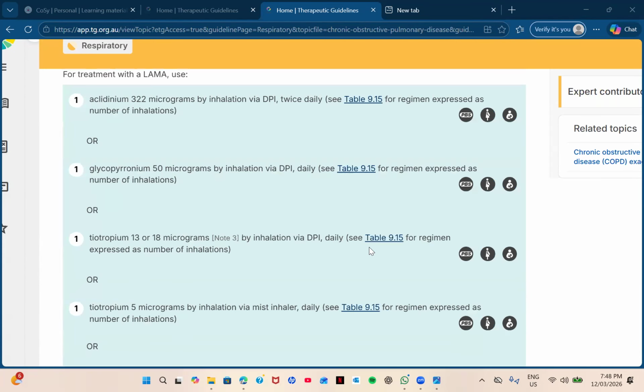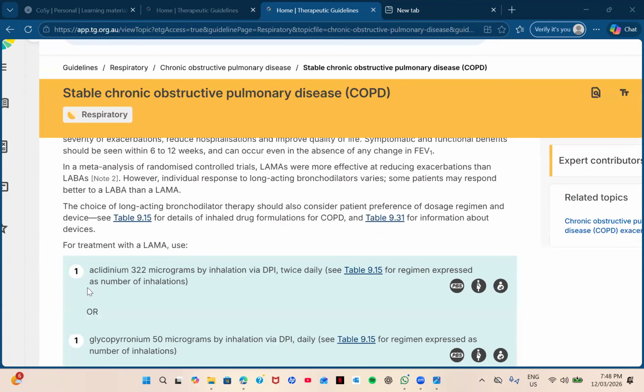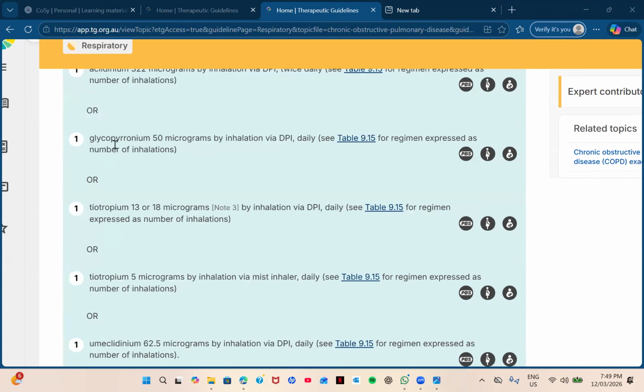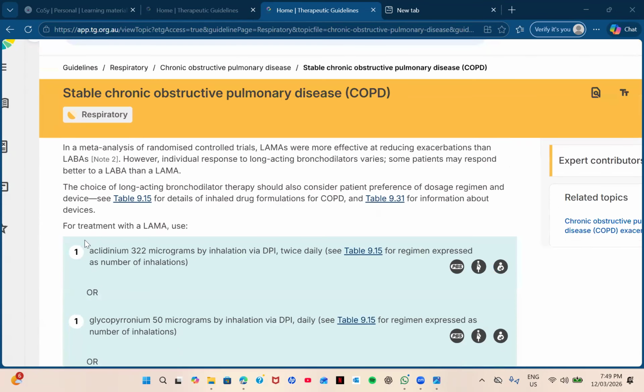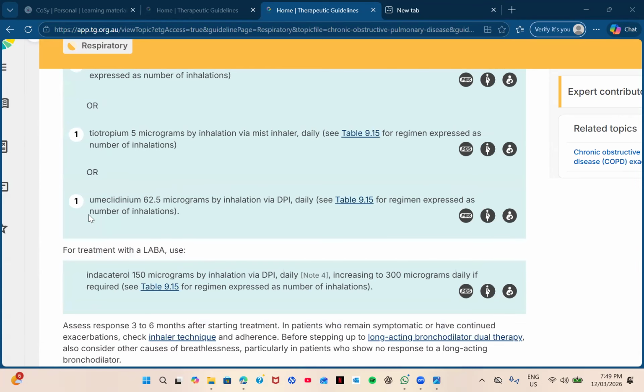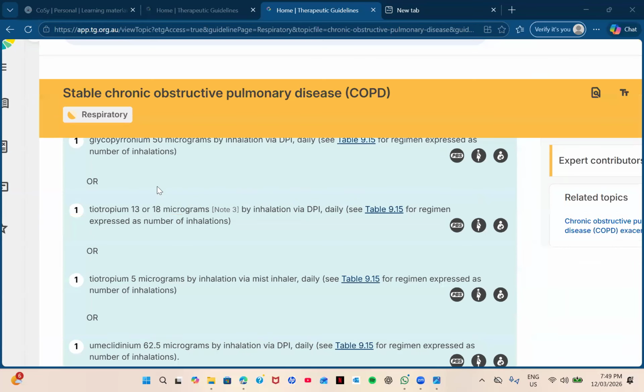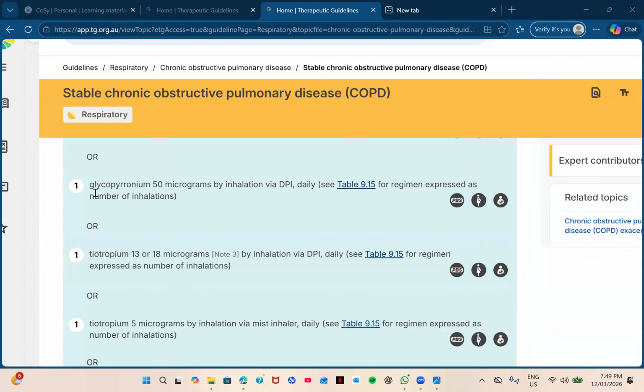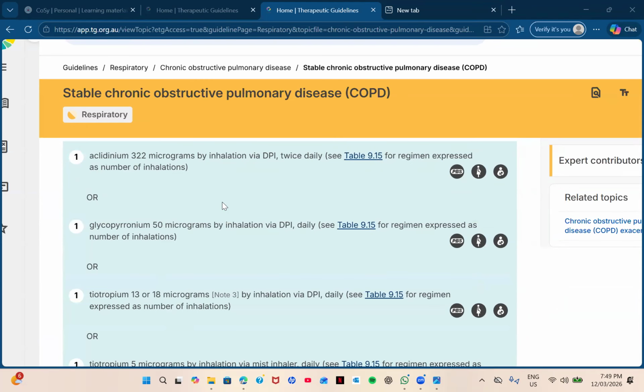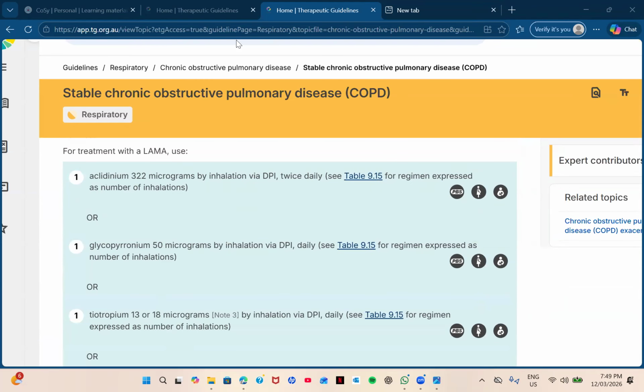Here, remember about this aclidinium, okay? Usually I have seen this aclidinium given, okay. So umeclidinium, tiotropium, glycopyrronium. Remember these, and all, right? And all together in dual therapy.